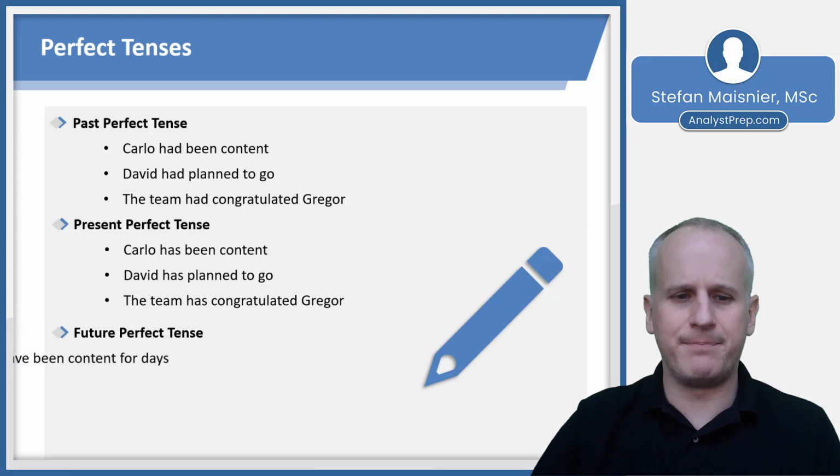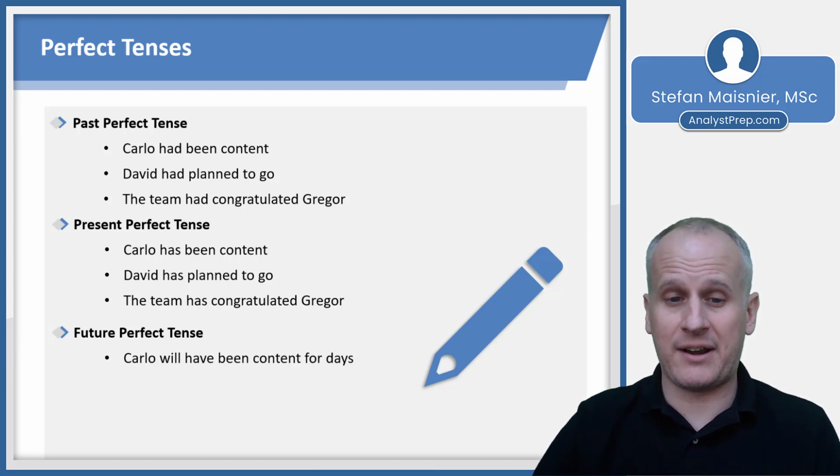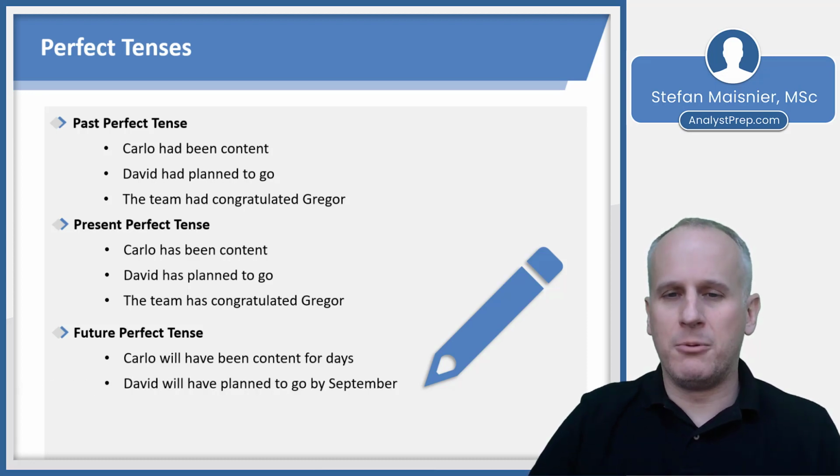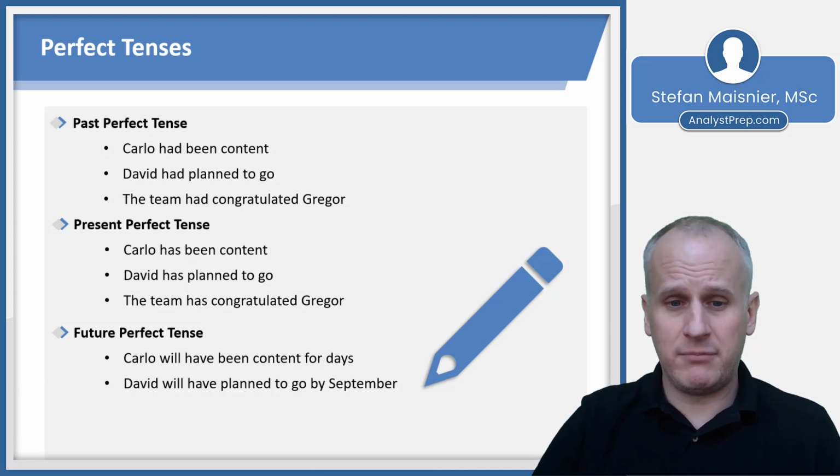Future perfect tense is going to require the context at all points. So Carlo will have been content for days at some point. And you're like, okay, will have been content for days when that happened, whatever the thing is. David will have planned to go by September. We know when he will have planned. It's in September or by September.